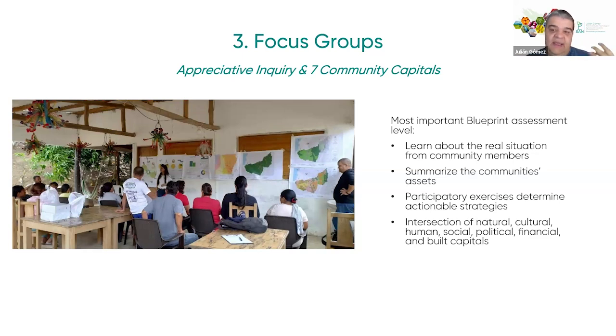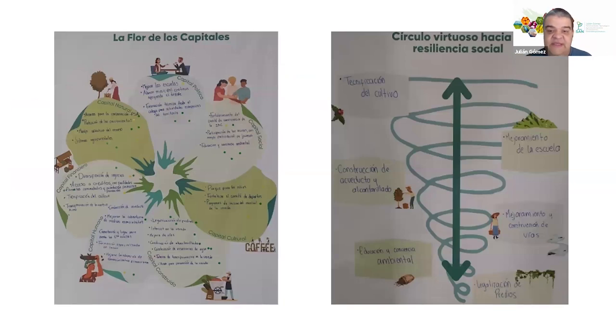Why do we use that? Because the community capitals, and you can go to the next slide, Oliver, please, give us the ability to see seven different themes or components of the things that happen in the landscape. We have the natural capital, the cultural capital, the human capital, the social capital, political, financial, and built capital. And we use the capital flower, that is on the left, to put together with the community what their strengths are in each individual capital and the needs.